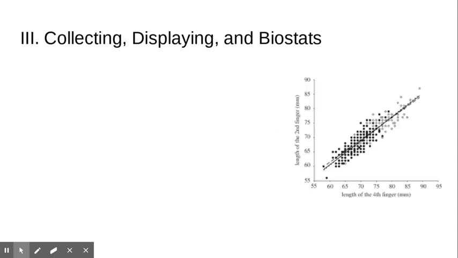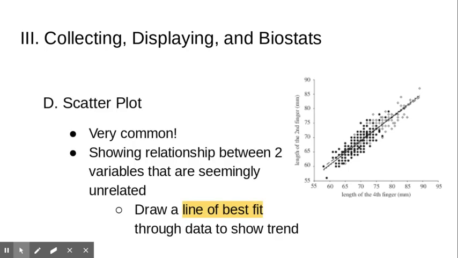That's different from our last graph, which is called a scatter plot. So a scatter plot is also very common. Scatter plots show a relationship between two variables that are seemingly unrelated, but really we graph them and we draw this line of best fit through the middle to see if there is a relationship. So this particular graph is showing data points on the length of a person's second finger compared to the length of their 4th finger. So is there a relationship between your second finger and your 4th finger? Maybe no. Graph it. Actually, I'm looking at the line of best fit and I would say yes, and we'll see why in just a second.